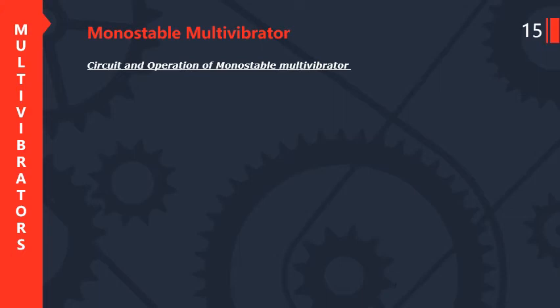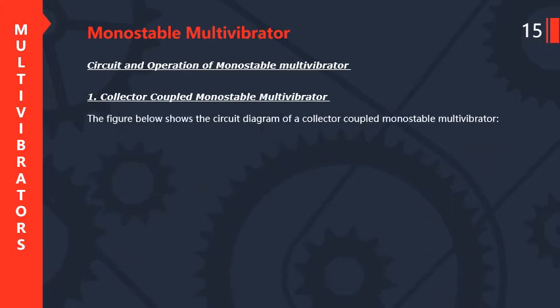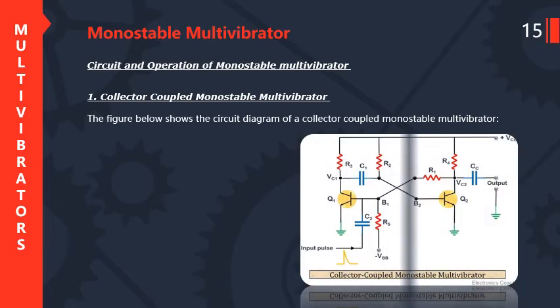Circuits and operation of monostable multivibrator. So number one, collector coupled monostable multivibrator circuits. The figure shows the circuit diagram of collector coupled monostable multivibrator. सर्किट जो है, वो ट्रांजिस्टर का जो कनेक्शन है, सिमिलर है जैसा हमारा अनस्टेबल मल्टीवाइब्रेटर का था. इसमें हम ट्रिगरिंग पल्स का यूज कर रहे हैं. ये डिफरेंस है दोनों में और इसमें हमें एक स्टेबल स्टेट मिलती है.